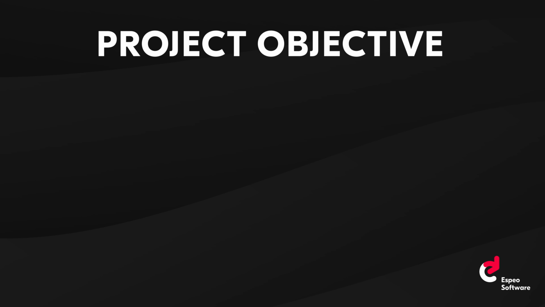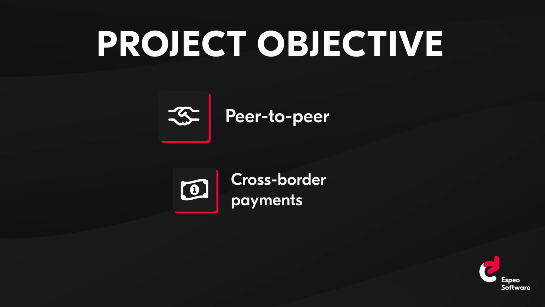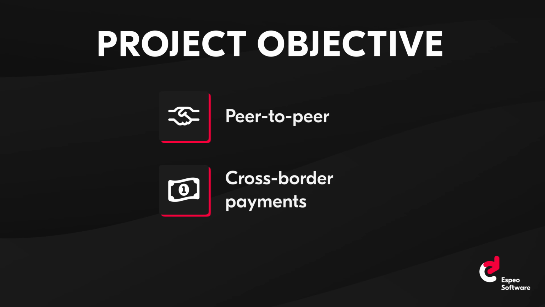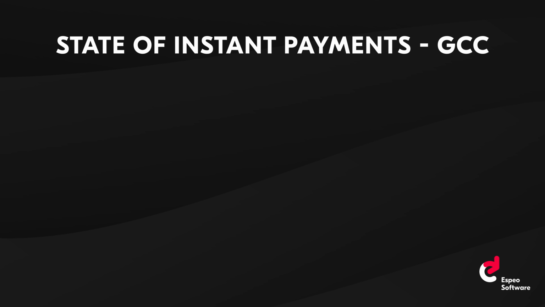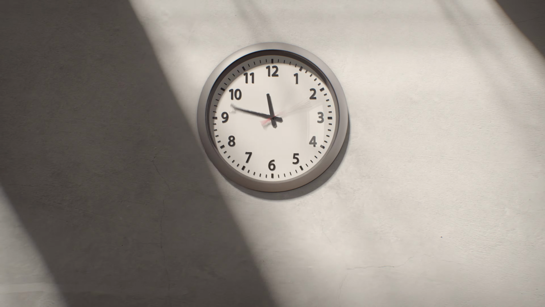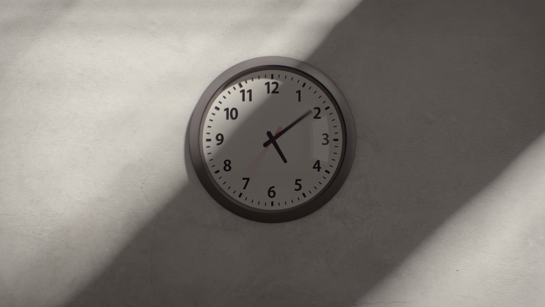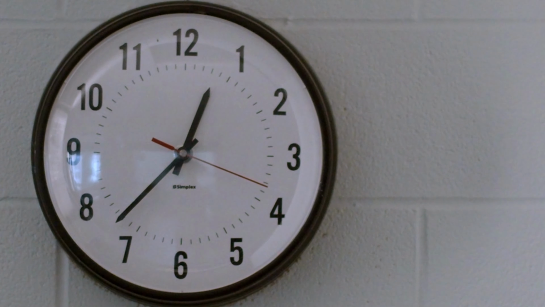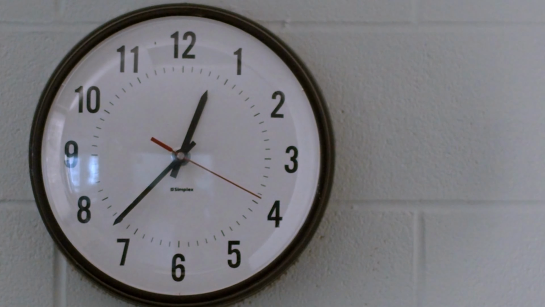First, let's define the objective. We want peer-to-peer cross-border payments, for example, in the Gulf region. So customers in, say, the UAE will be able to send money to Bahrain in seconds. Today, instant rates in the Gulf clear inside 30 seconds, but only within one jurisdiction and usually below set limits. For large cross-border payments, it can take up to 2 days. With a stablecoin, we'll try to reduce the time to 5 seconds.